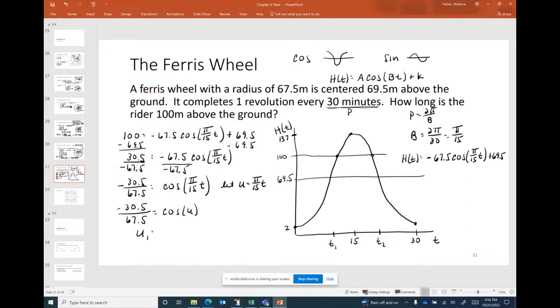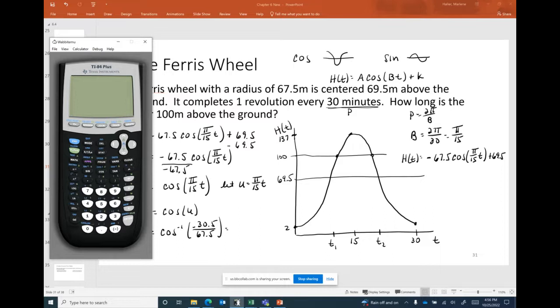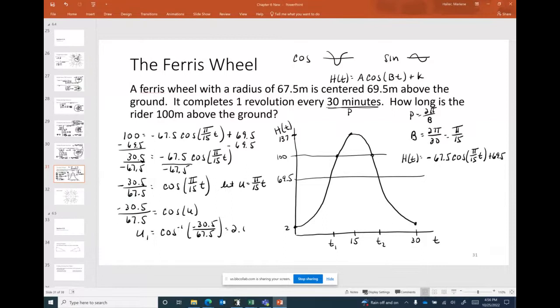So our first u, our u sub 1, is going to be the inverse cosine of negative 30.5 over 67.5. Let's see what that is. Inverse cosine of negative 30.5 divided by 67.5. The value is 2.0396 radians. There's u sub 1. We need u sub 2 though, right?